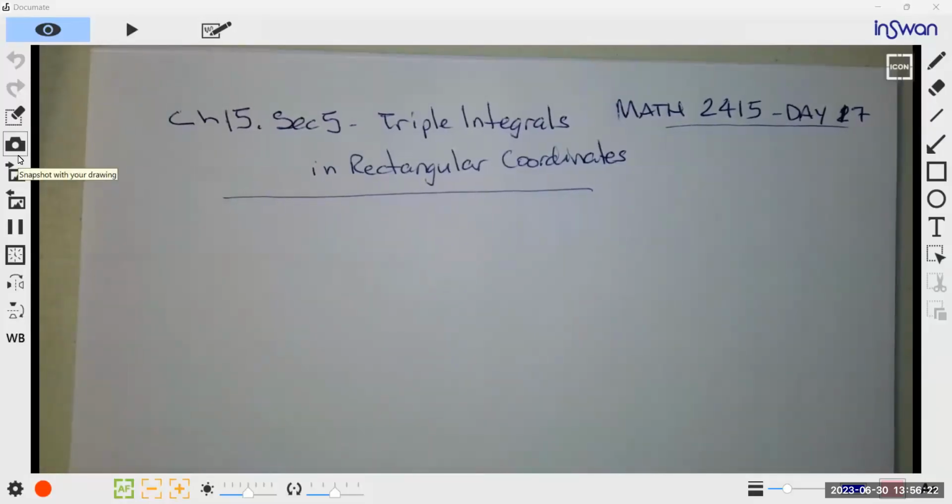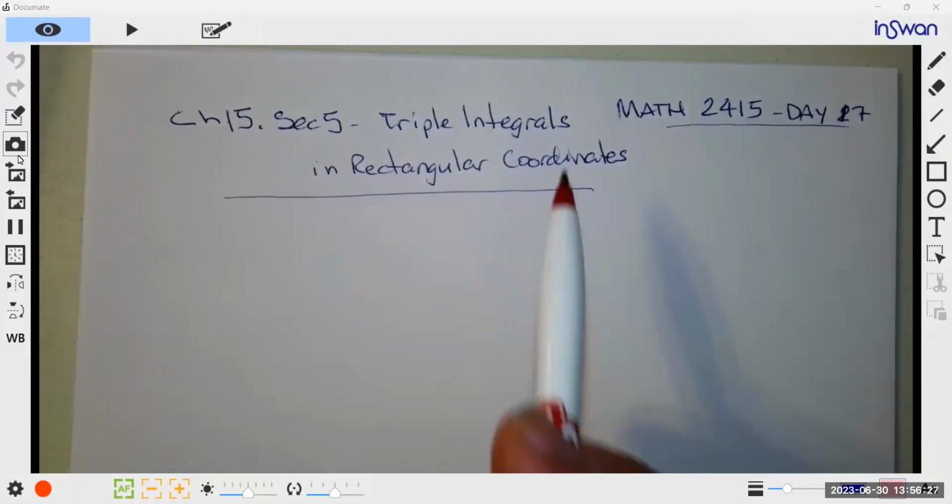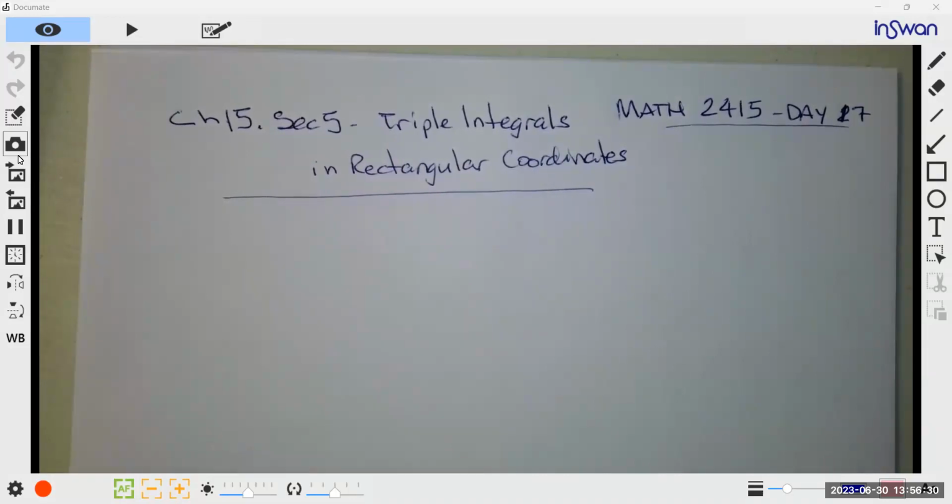Hi, everybody. Let's finish up chapter 15. We're going to do chapter 15, section 5, triple integrals in rectangular coordinates.